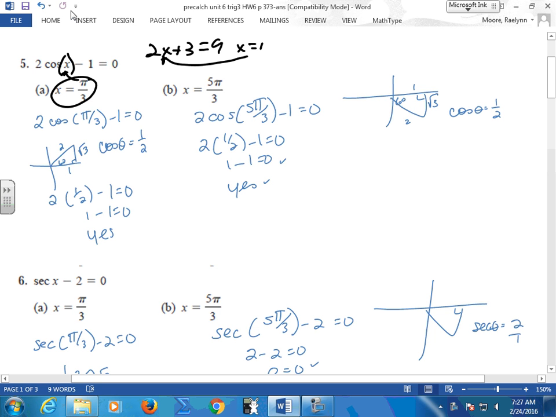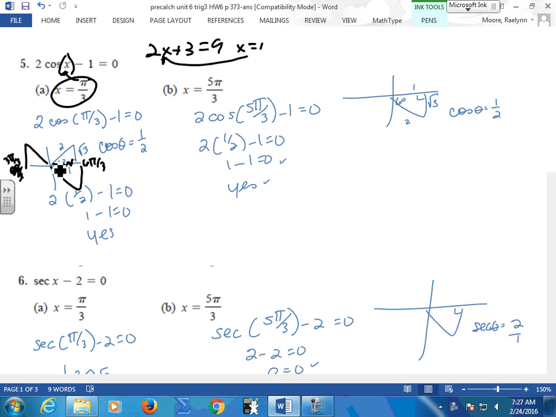Equation means you're solving for the angles. Okay, so again, check with 5 pi over 3. And if you see it over here, if this is 3 pi over 3 and this is 6 pi over 3, you're here, where cosine is still positive. So if you saw that there, absolutely. If you plugged it into your calculator, absolutely. I would just put my calculator in radians and put the angle in.